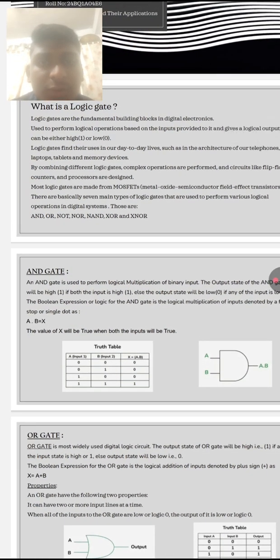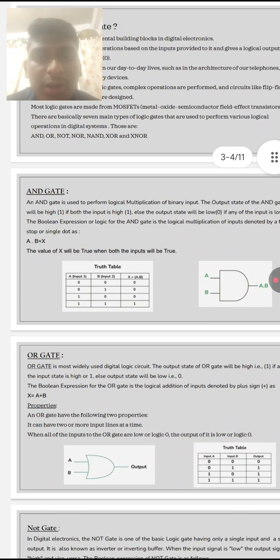their basic forms. There are several types of logic gates that are used to perform the logical operations in digital systems. Those are AND, OR, NOR, NAND, XOR and XNOR. Now I am explaining about the AND gate.